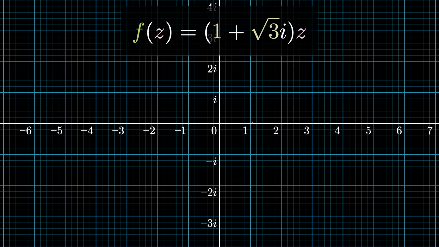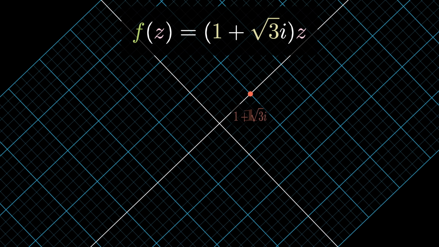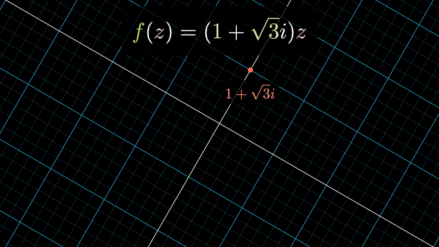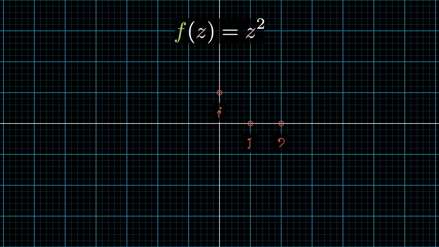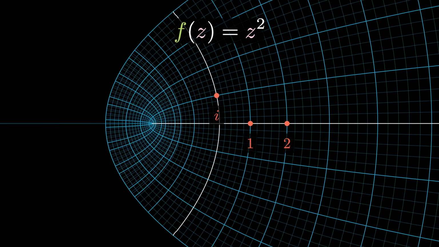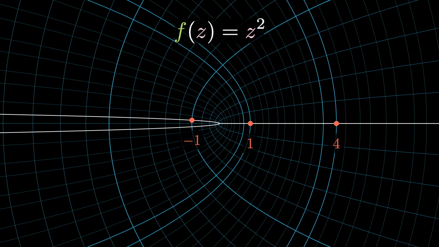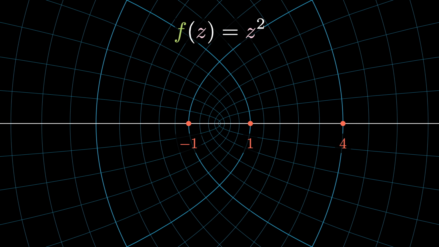For instance, let's try the function f of z is equal to 1 plus root 3 i times z, which is a constant times the input. Notice how it's a scaling of 2 along with a rotation of pi over 3. This is the same as what we discussed when multiplying complex numbers. If we express 1 plus root 3 i in polar form, we get 2 e to the i pi over 3. Now, let's try the function f of z is equal to z squared. You can focus on the points I've plotted. Notice how 1 goes to 1, i goes to negative 1, and 2 goes to 4, like you would expect.